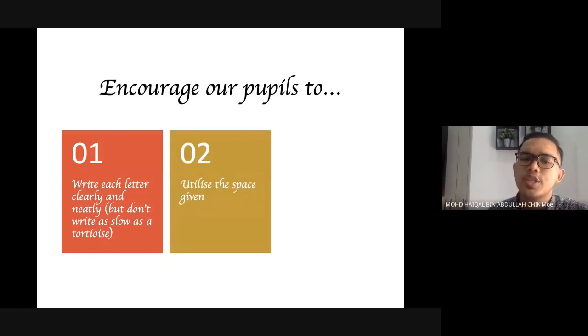And the second one, utilize the space given. If you look at the question paper, there are two sheets of answer given. Please utilize the space given. As for my students, I always tell them to leave 2 or 3 blank spaces between paragraphs. It's better because once you're finished, you may want to do some editing. Maybe you got an idea to add on, so you have the space. Or if you exceed the word limit, you want to edit your work, so you can erase. Encourage them to leave at least 2 blank spaces between paragraphs.